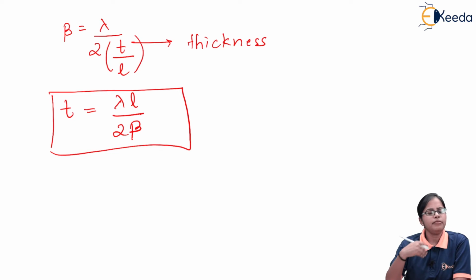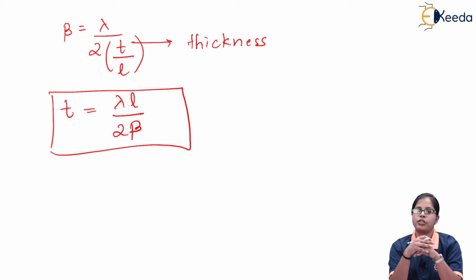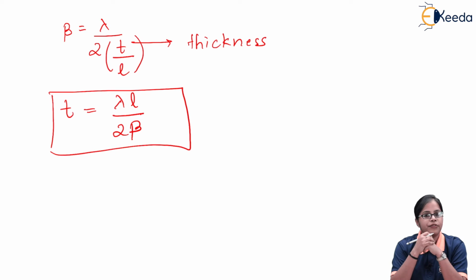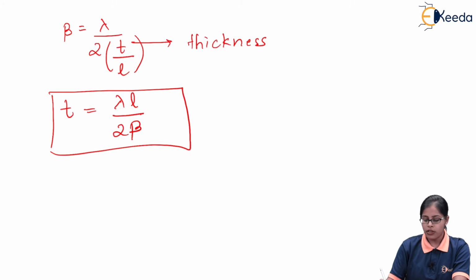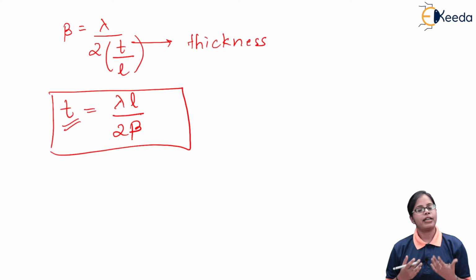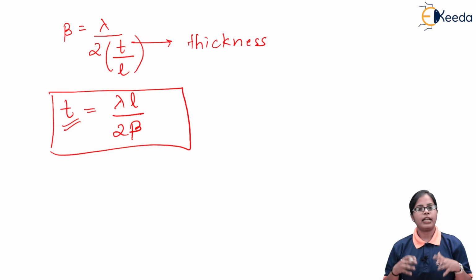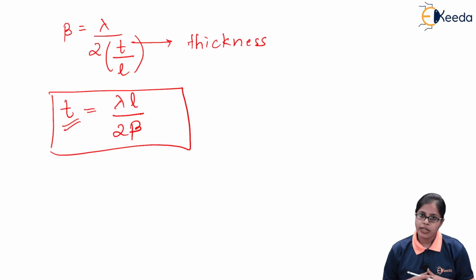As we are aware, lambda is the wavelength of light which is being used, L is the length of the glass plate which is placed horizontally, and beta is the fringe width. So if we are aware of all the terms on the RHS, we are able to calculate the term on the LHS, that is the thickness of the very thin wire or film. This is the simplest method of interference which is used to calculate the thickness of very thin wire or foil.